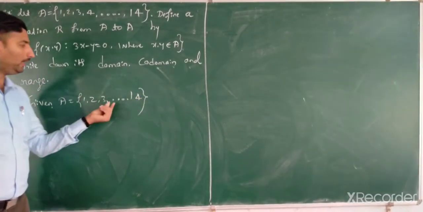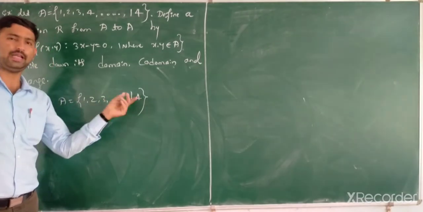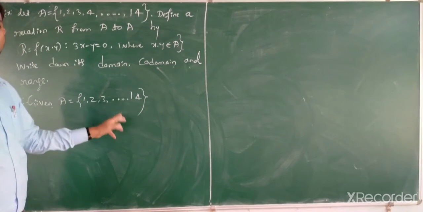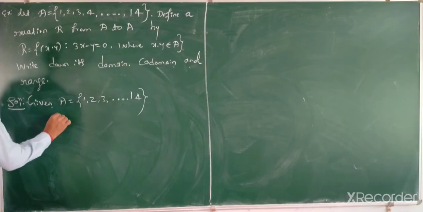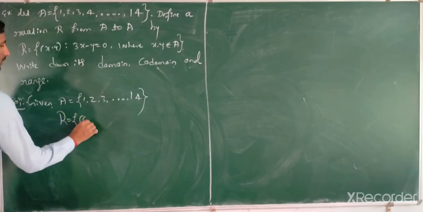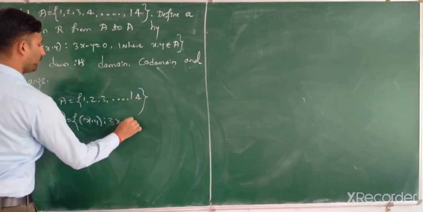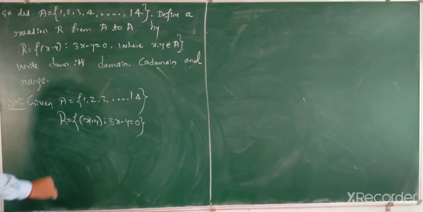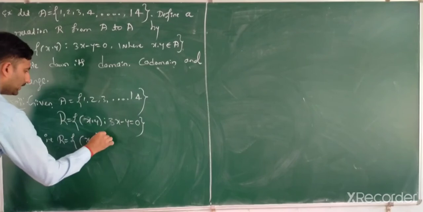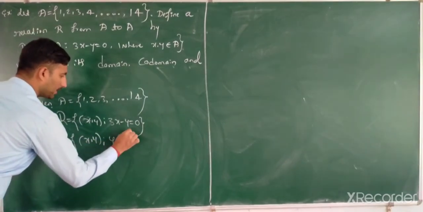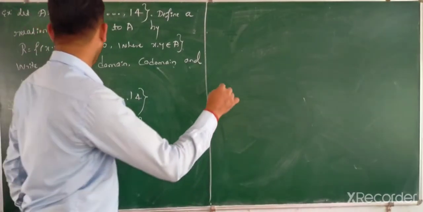Dear students, these three dots are enough for infinite, in the sense up to 14 general numbers: 1, 2, 3, 4, 5, 6, 7, 8, 9, 10, 11, 12, 13, 14, like that. R is given as the ordered pairs (x, y) such that 3x minus y is equal to 0. That is R is equal to (x, y) such that y is equal to 3x. Y is equal to 3x.